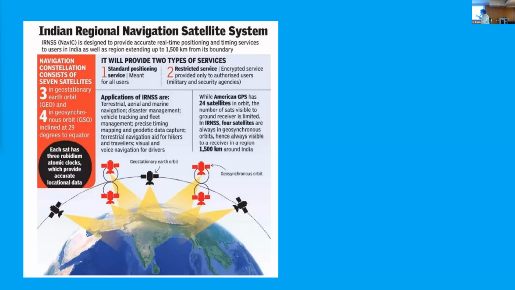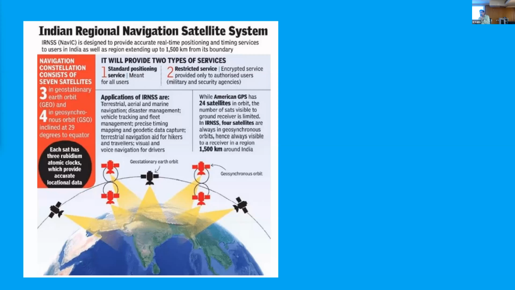7 satellites. If you see the picture here, 3 satellites are black. They are not black actually. In the figure, the 3 black colored things are in which orbit? Geostationary orbit. The remaining 4 you will find in geosynchronous. 3 in geostationary, 4 in geosynchronous. That is the combination of the 7 satellites used in India's NAVIC.